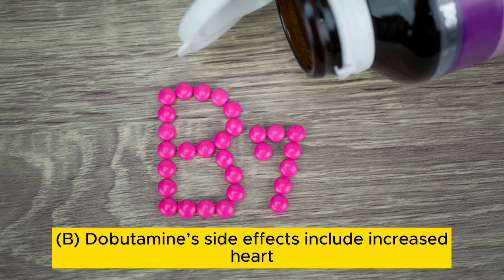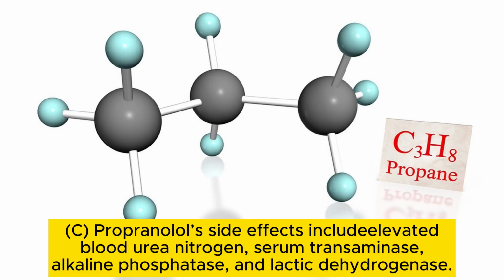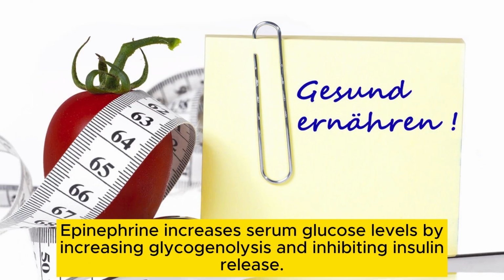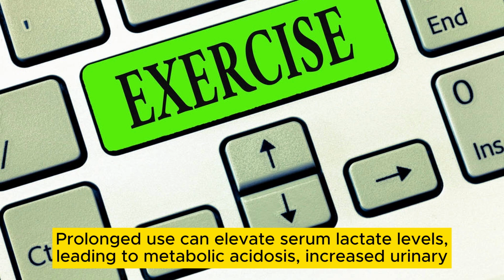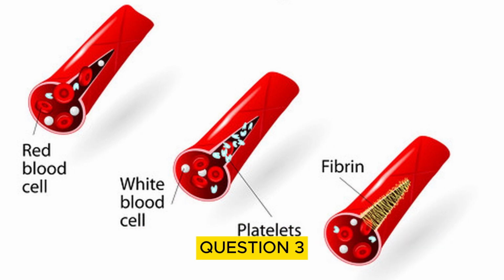bradycardia. B. Dobutamine's side effects include increased heart rate and blood pressure, ventricular ectopy, nausea, and headache. C. Propranolol's side effects include elevated blood urea nitrogen, serum transaminase, alkaline phosphatase, and lactic dehydrogenase. D. Epinephrine increases serum glucose levels by increasing glycogenolysis and inhibiting insulin release. Prolonged use can elevate serum lactate levels, leading to metabolic acidosis, increased urinary catecholamines, false elevation of blood urea nitrogen, and decreased coagulation time.